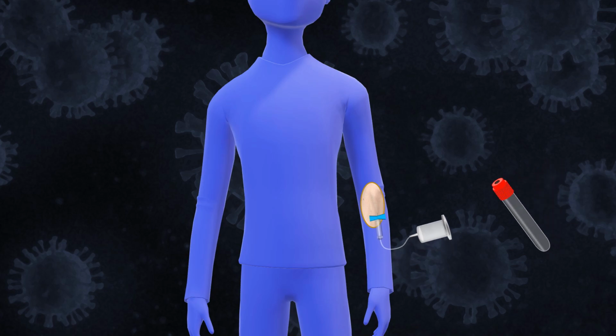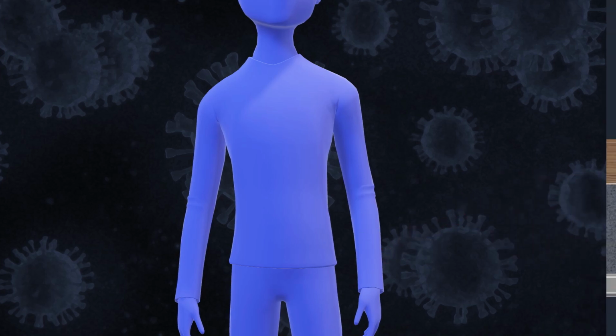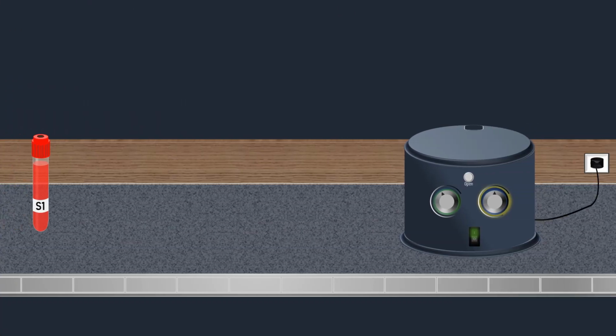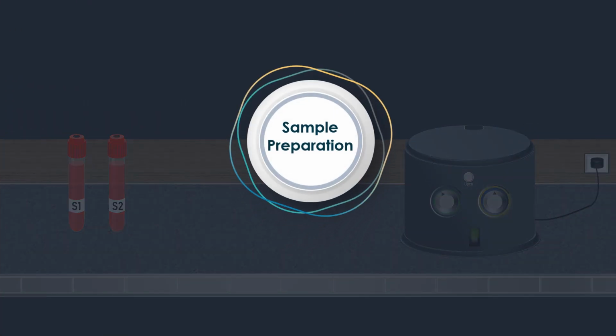First, a blood collection procedure is performed by venipuncture. Blood is the preferred specimen for testing because it has a higher concentration of HIV antibodies than oral fluid. After blood collection, the next step in the process of HIV testing is sample preparation.